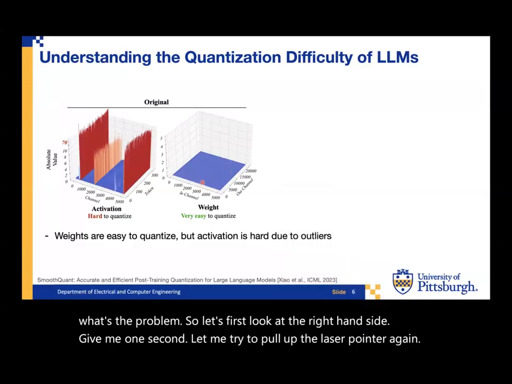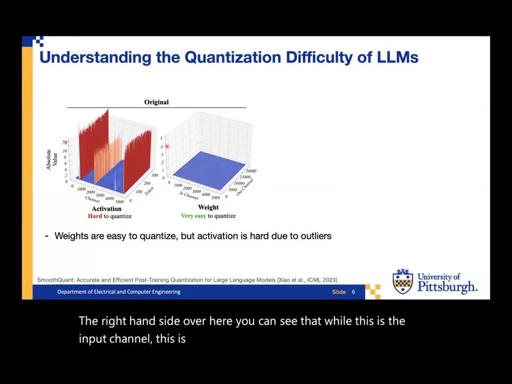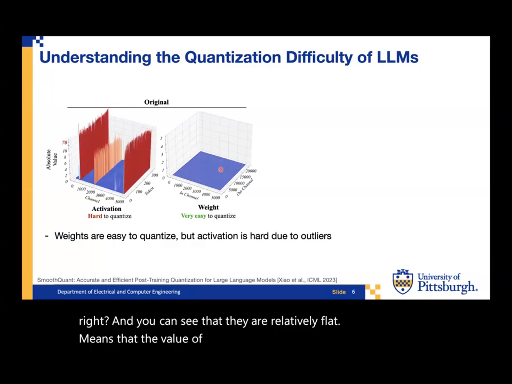On the right-hand side, you can see this is the input channel, this is the output channel, and the z-axis is the value, right? You can see that they are relatively flat. It means that the values of the weights are not varying significantly. The range is relatively small.